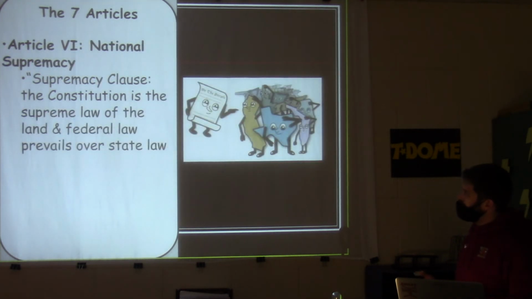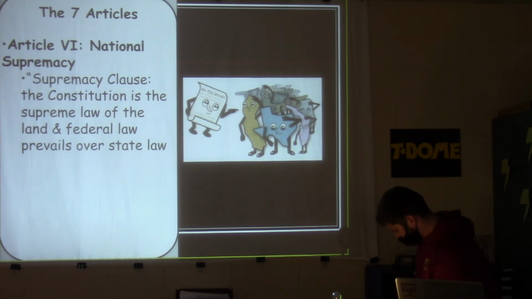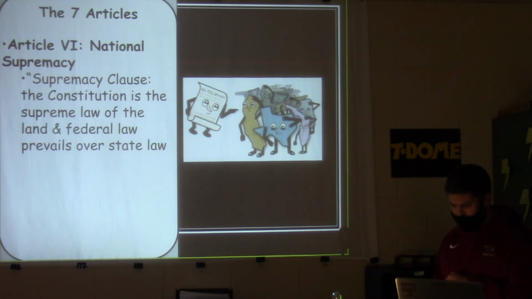All right, Article 6, national supremacy. So here you go. Here's your exit ticket. It's the supremacy clause. The Constitution is the supreme law of the land, and federal law prevails over state law. I think the best example of this at this exact moment would be marijuana laws. So marijuana laws by state differ, right? Some states have the ability to buy recreational marijuana. Some states have the ability to buy medical marijuana.